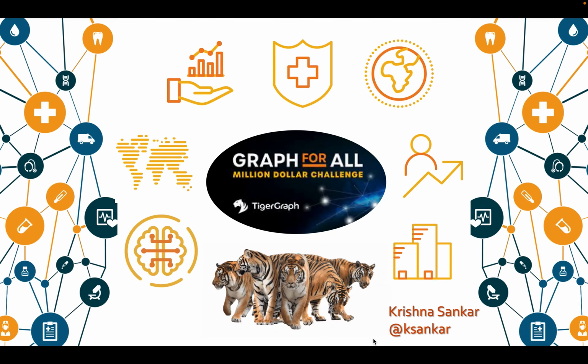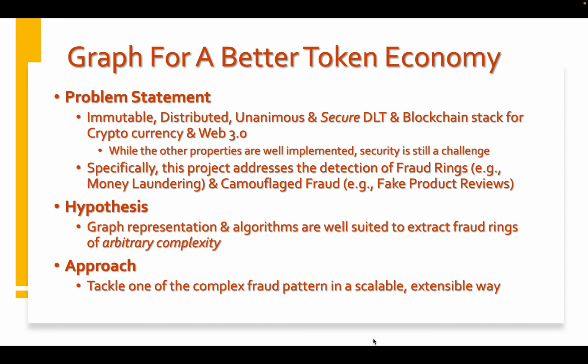This is the project for Graph for All by Tiger Graph. The title is Graph for a Better Token Economy. It addresses the security of the distributed ledger and blockchain stack for cryptocurrency, Web 3.0, et al. Of course, the project has to be small and well defined. So this project addresses the detection of fraud rings in money laundering.